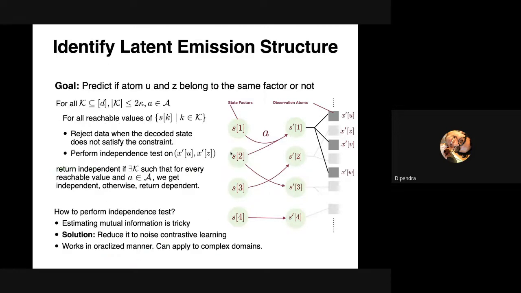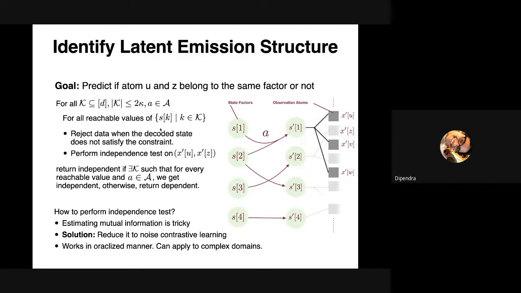Right. So this is just an English writing of what we saw earlier. We will try all candidates capital K, like calligraphic K, which is a subset of D, where this notation represents 1, 2, 3 all the way to D, such that the size of the factor is kappa, and an action A belongs to the set of actions. And then we will try all reachable values of S_K, where K is in kappa, reject the data when the decoder says otherwise, and perform an independence test.